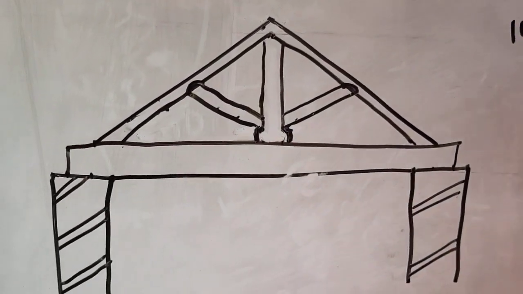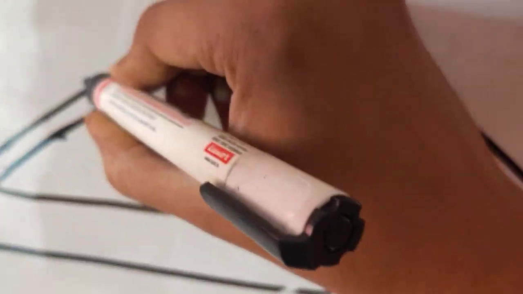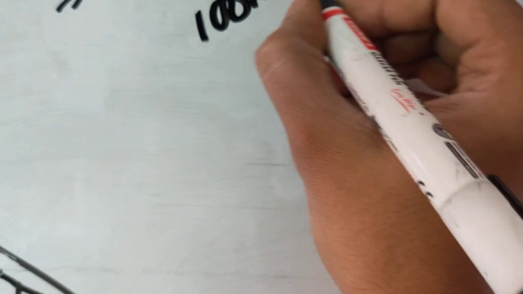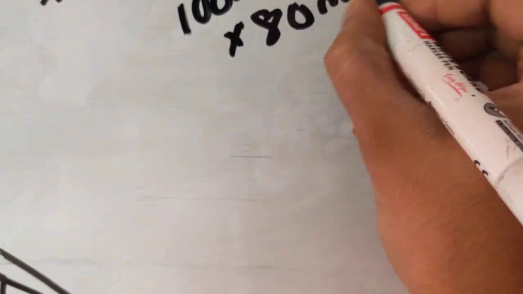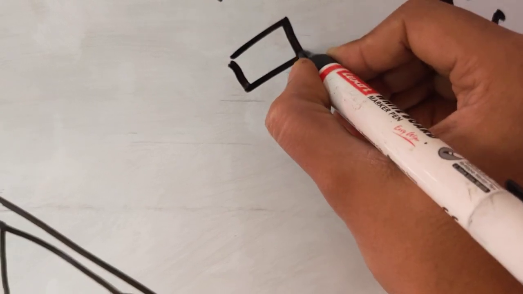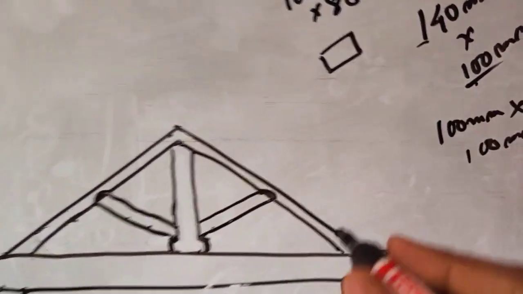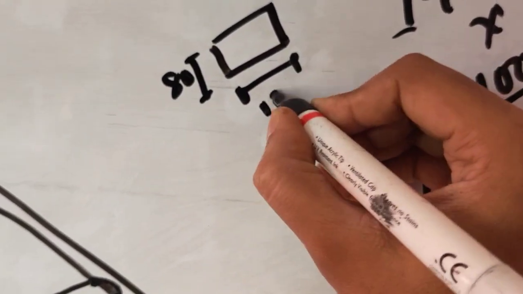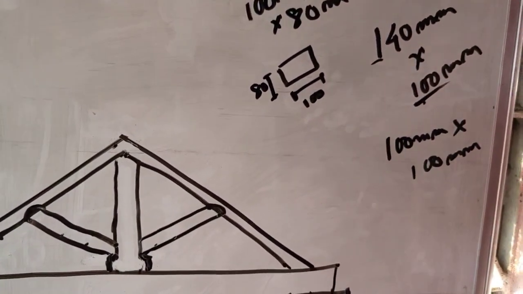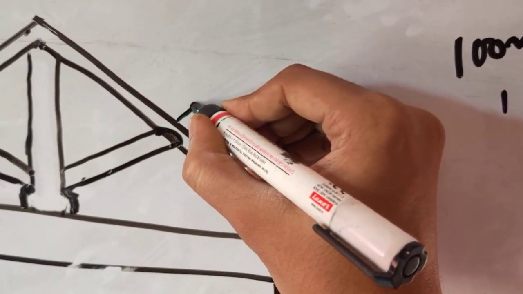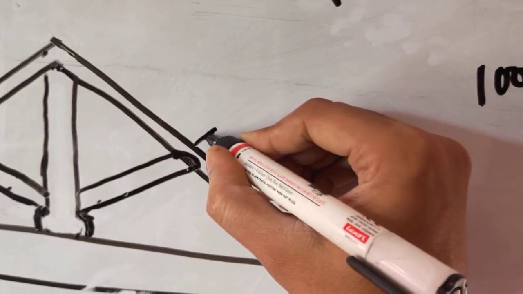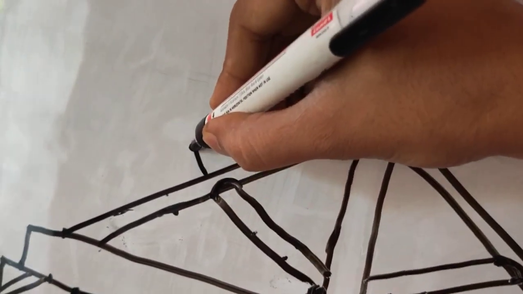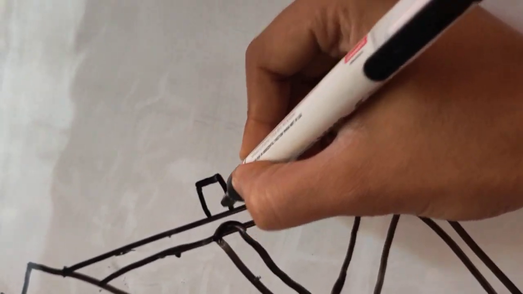Now it's time to draw the purlin. Both the purlins will be in this position. Size of the purlin is I think 100 mm by 80 mm. It's like this. The length will be equal to the length of the room, as I have already discussed in my earlier videos. This is 80 and this is 100. Okay, it will be like this. This is 80 and this is 100. This is 80 and this is 100.